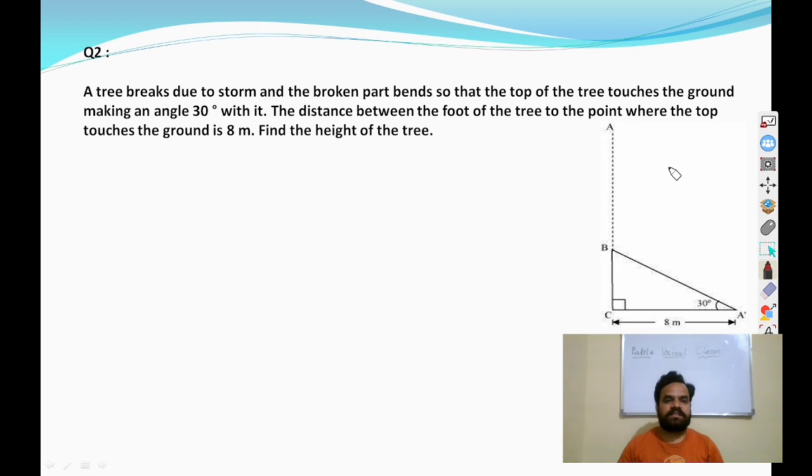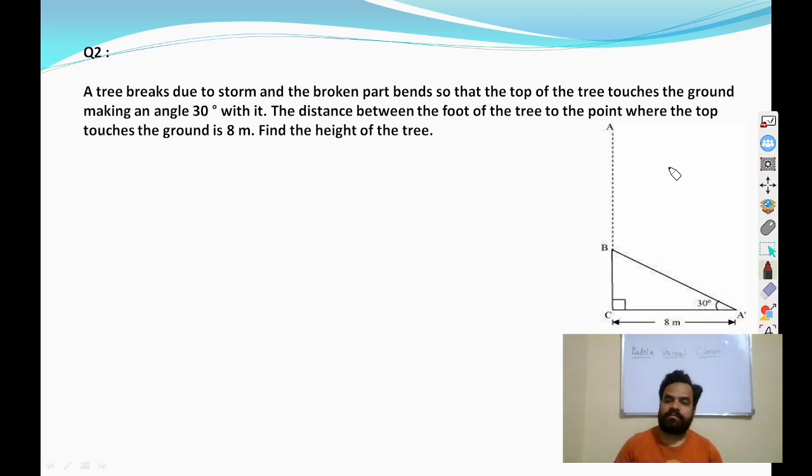A tree breaks due to the storm, and the broken part bends so that the top of the tree touches the ground, making an angle 30° with it. The distance between the foot of the tree and the point where the top touches the ground is 8 meter. Find the height of the tree.